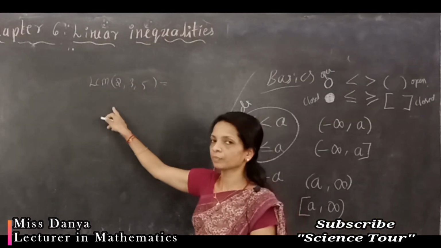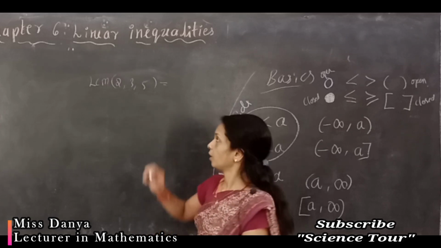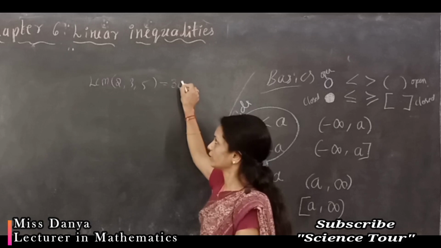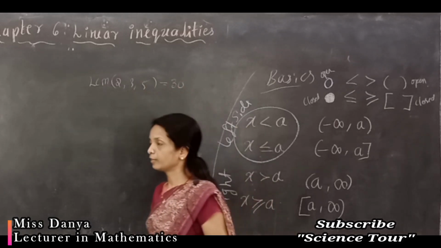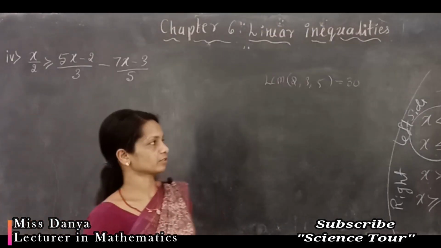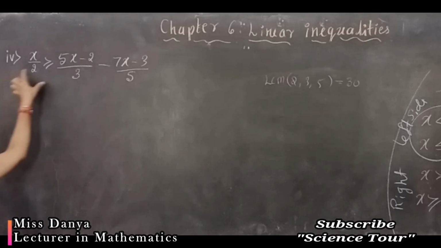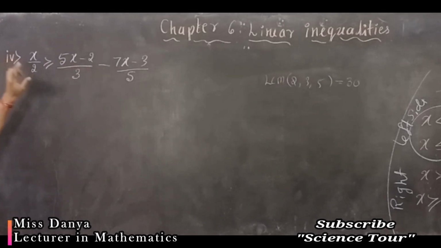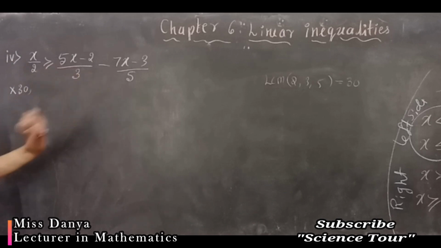Do those steps. If you can't write it directly, do the steps for finding the LCM, and that LCM is what? That LCM is now 30 for these three numbers. Okay, and there is no mark for finding the LCM of those denominators. Okay, so just write what the LCM of those denominators is, and after that you have to multiply this inequality throughout by that LCM. Okay, so multiply throughout this inequality by the LCM of these three denominators.